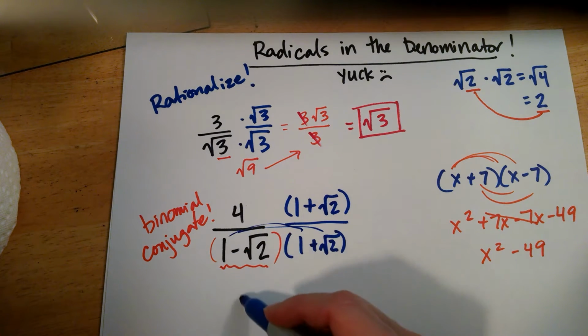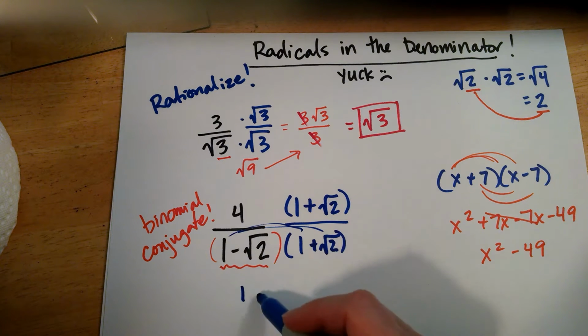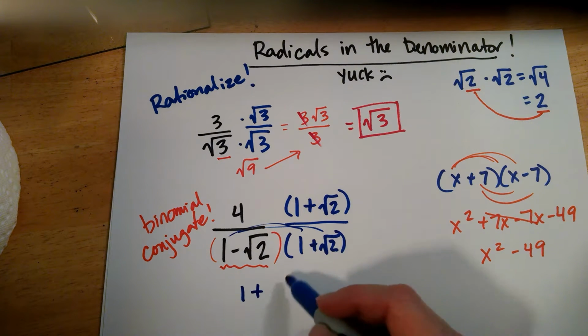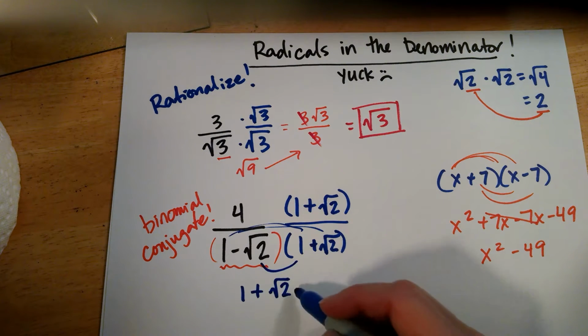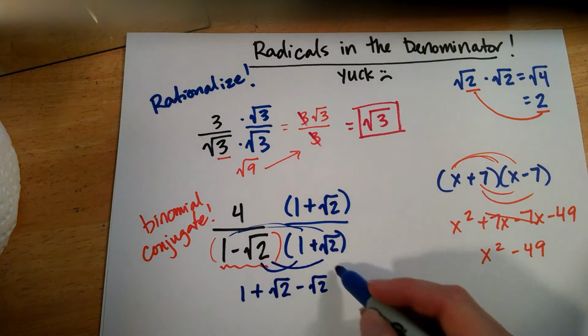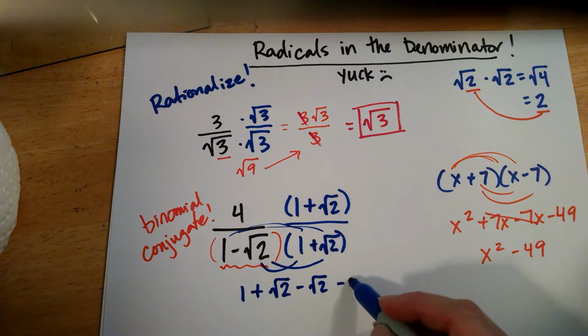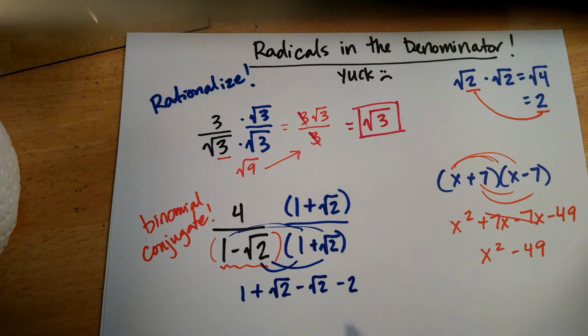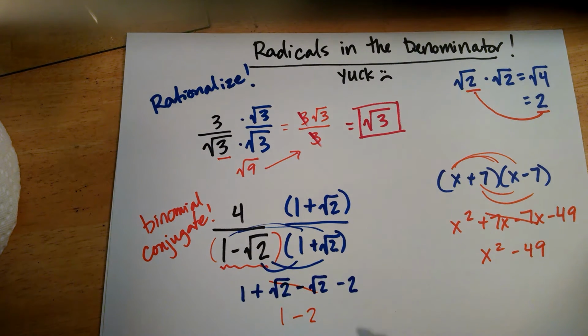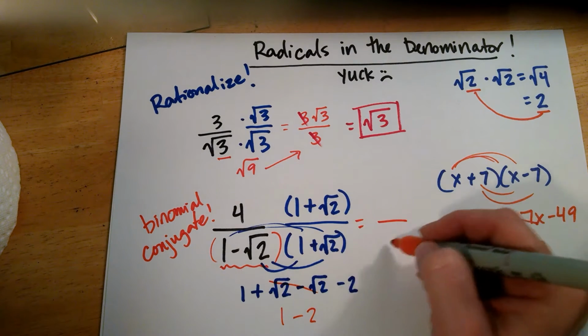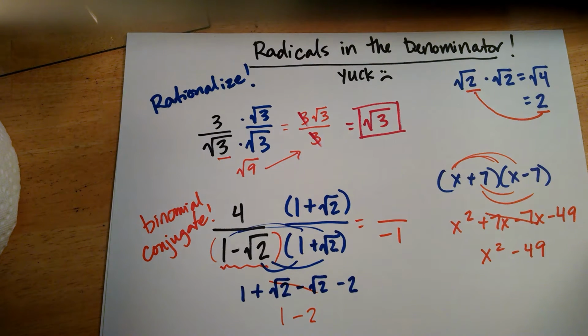We're going to multiply 1 times 1 is 1. 1 times the square root of 2 is positive square root of 2, or 1 square root of 2. Negative square root of 2 times 1 is negative square root of 2, and negative square root of 2 times square root of 2 is negative 2. Because a radical times itself is the radicand, and the signs multiply to be negative. Look at that. Our middle terms canceled out. So now we have 1 minus 2. 1 minus 2, well, that's easy. That's minus 1 in the denominator.